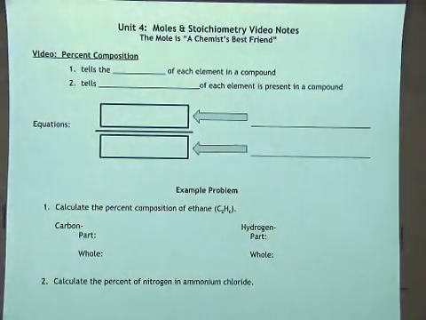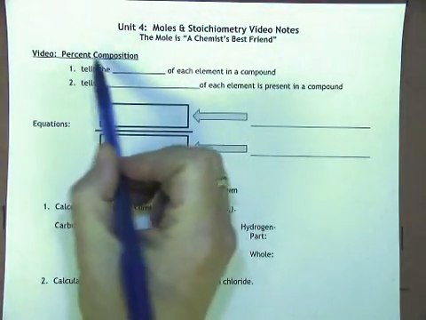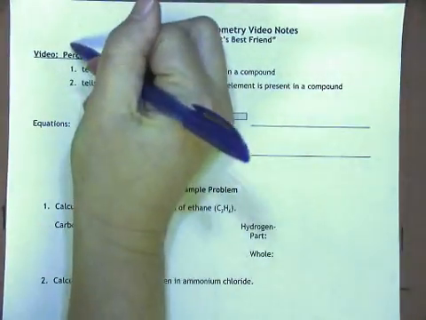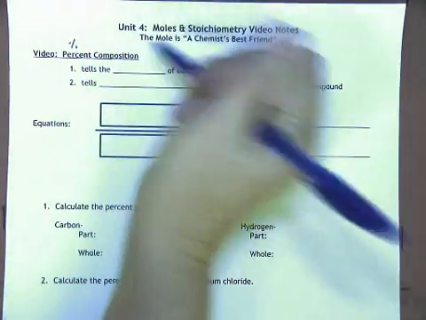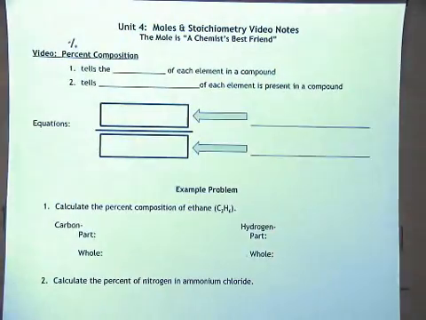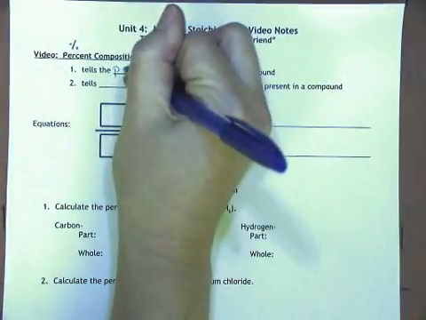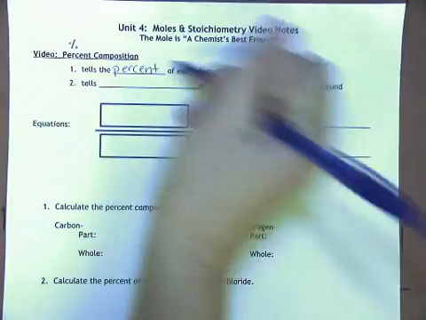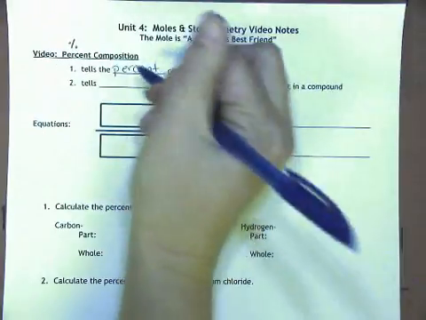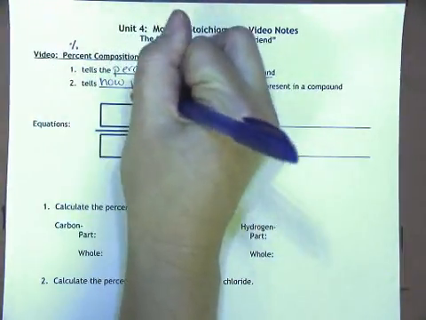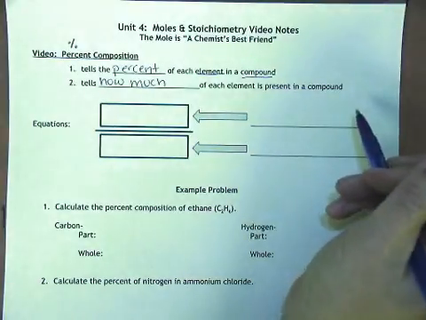This video is on percent composition. So percent composition, we break down the name. Percent is the percent, and composition means what something is made of. So what percent composition of a compound is going to do is going to tell us the percent of each element in a compound. It tells how much of each element is present in the compound.